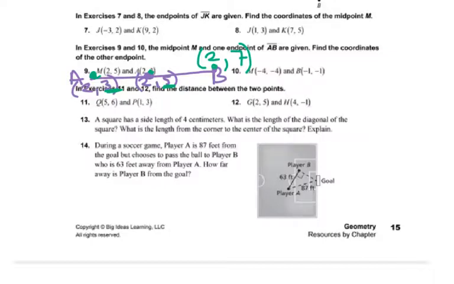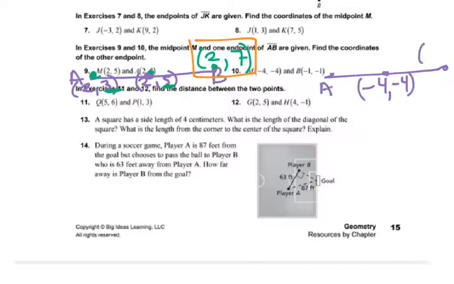Number 10 is going to be a little bit different. Again, I will box this. Okay, if I have a line where my midpoint is -4, -4. And here's A. B is -1, -1. Then if you want to pop it in the formula, that might be the easiest.